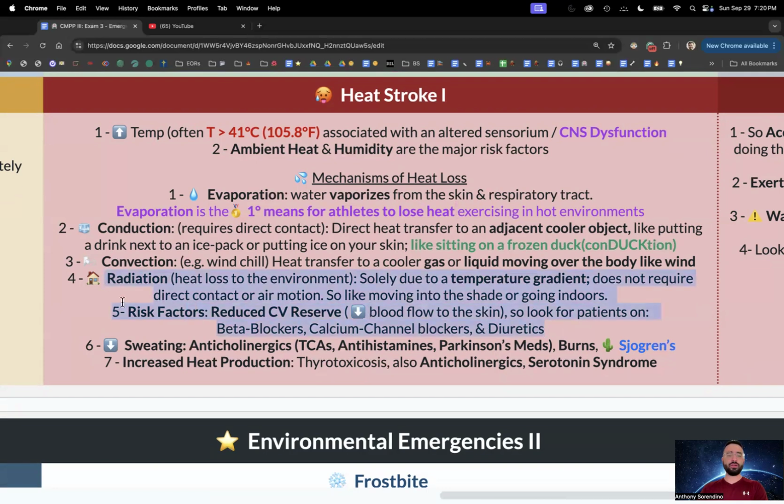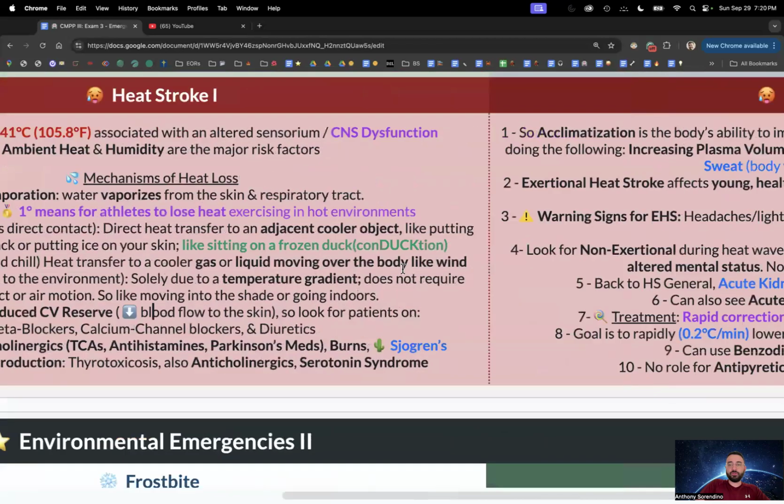I think potentially you want to know risk factors for this. If you have somebody on a diuretic, they're losing fluid, or a beta blocker or calcium channel blocker, something that's reducing the blood flow to the skin. So with these antihypertensives, look for that. All this other stuff too.